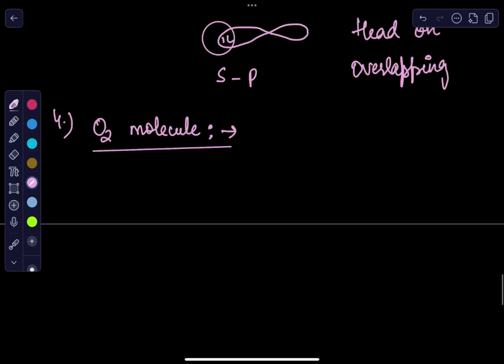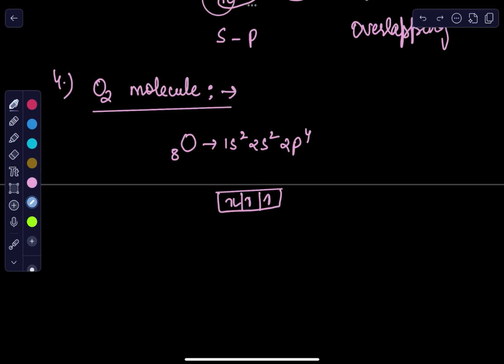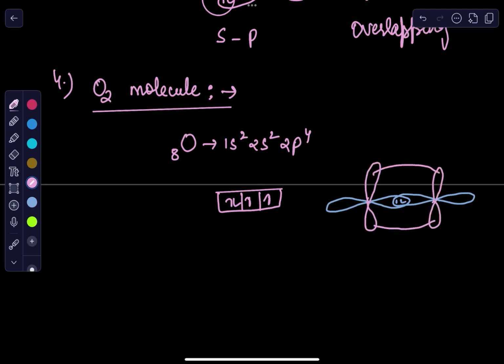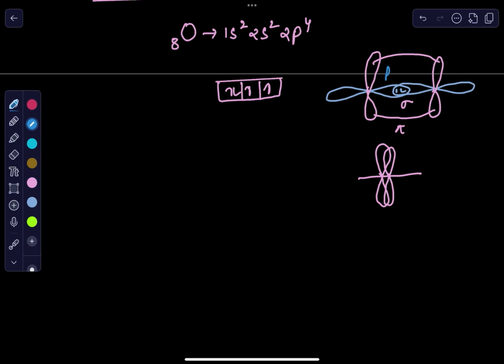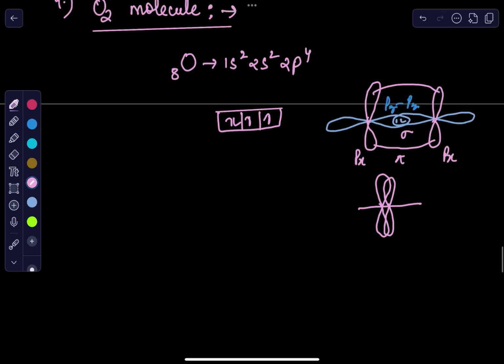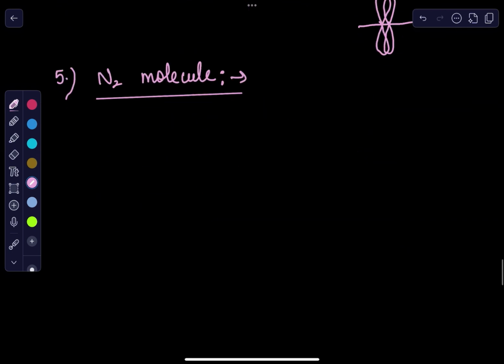Let's see another molecule, and this is oxygen. Here we'll see that there are two unpaired electrons present in the p orbitals. So one will do the head-on overlapping and form a sigma bond, and the other will do the sideways overlapping and form a pi bond. The sigma bonding orbital must be pz if z is the internuclear axis, and the other could be px or py.